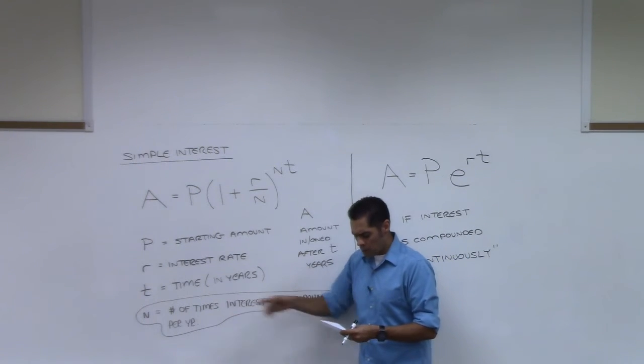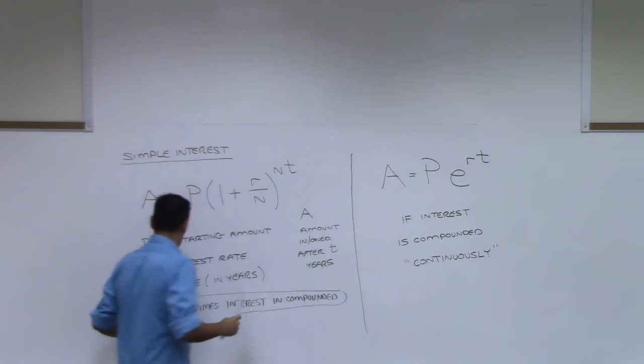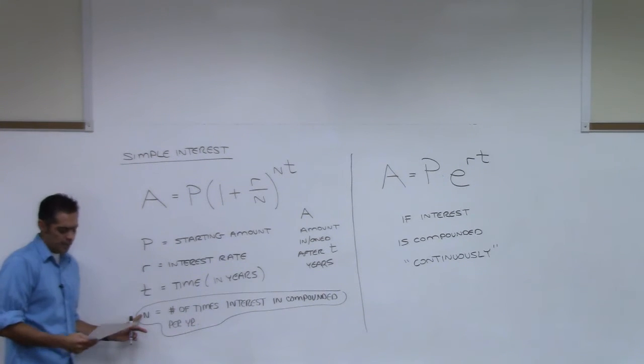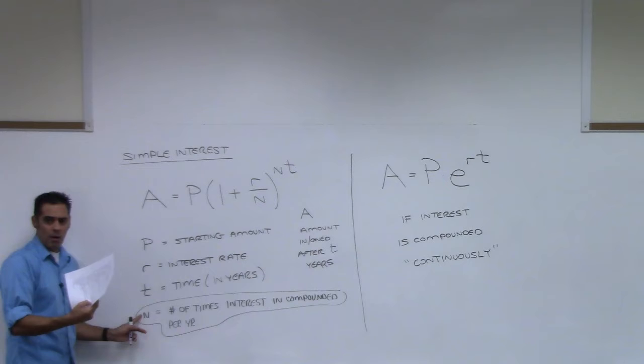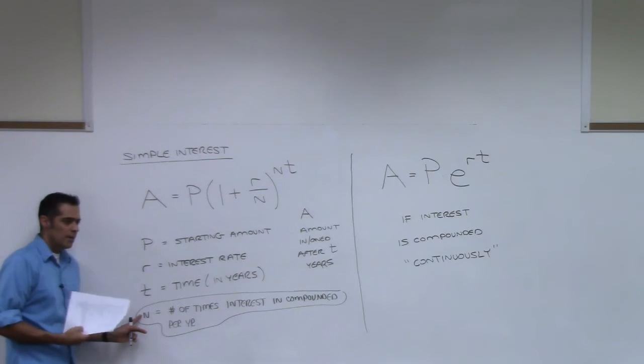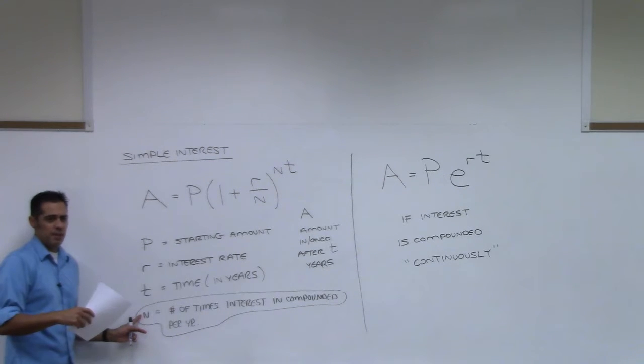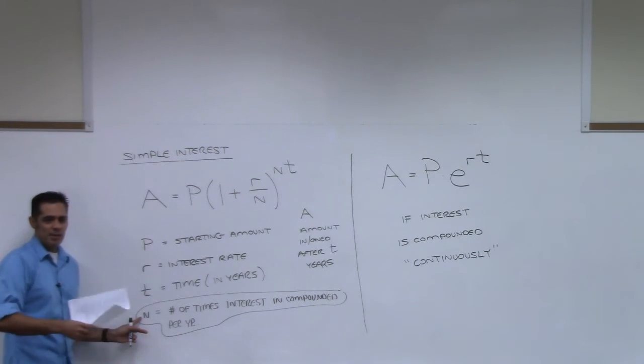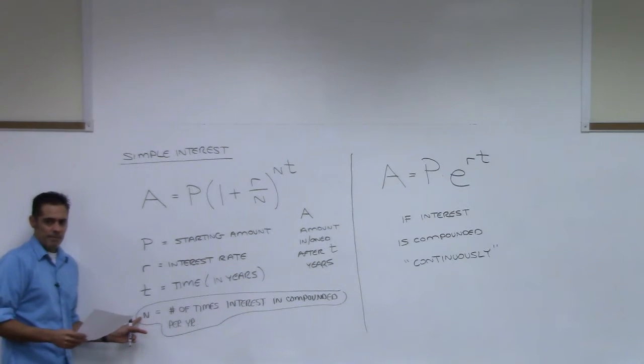So what do you think we would use for N if we were doing monthly? 12, okay. What would we use for part B if we're doing it weekly? 52. Most banks use 50, but we'll say 52, okay? And what about daily? What would we use for daily? 365, even though some banks use different numbers, but we'll just go with our standard, okay?